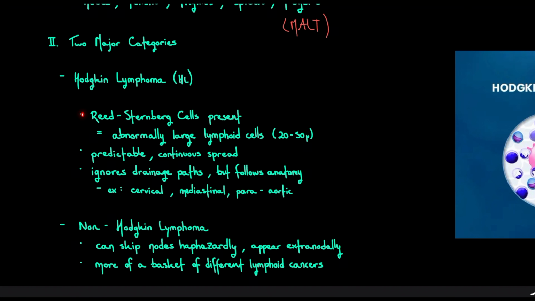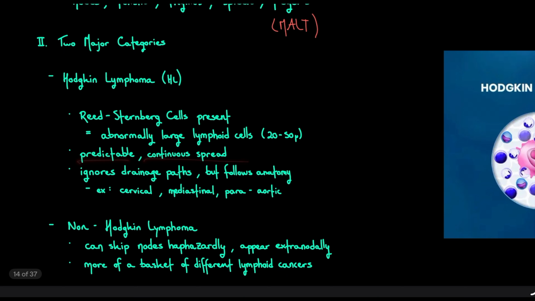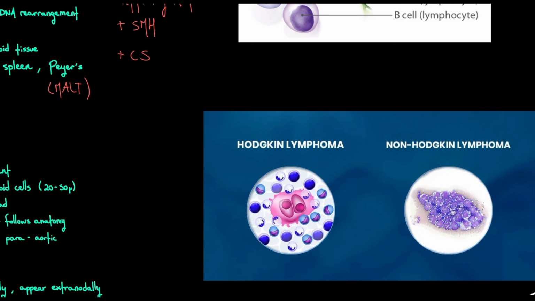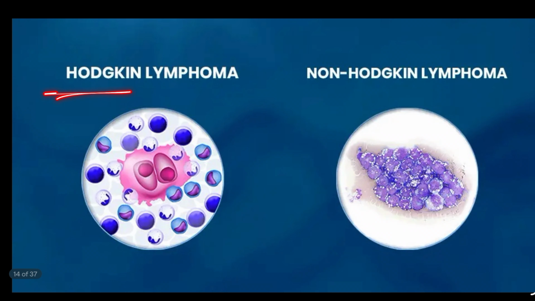Hodgkin lymphoma is literally defined by the presence of Reed-Sternberg cells. These are abnormally large lymphoid cells, and they have more of a predictable, continuous spread. Ignoring drainage pathways, but following anatomy. Non-Hodgkin lymphoma can skip nodes, a bit more haphazard, more diffuse, appear more often extranodally, and are more of a basket of different lymphoid cancers. So more of a general term.